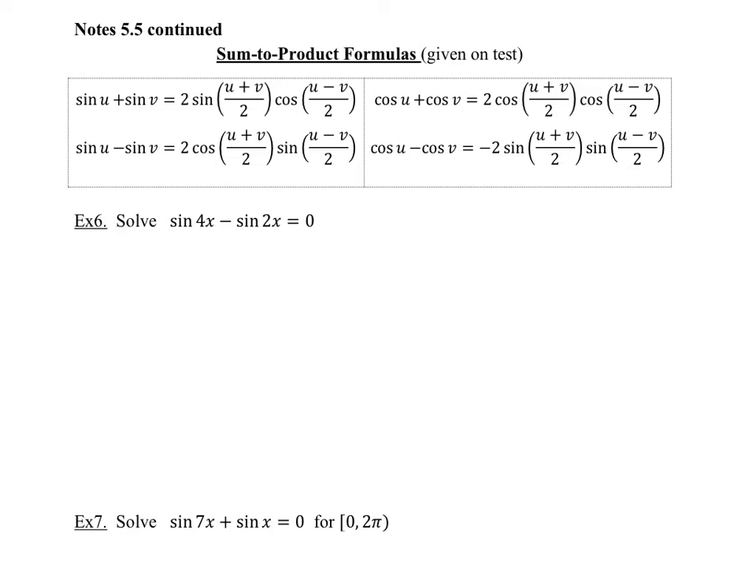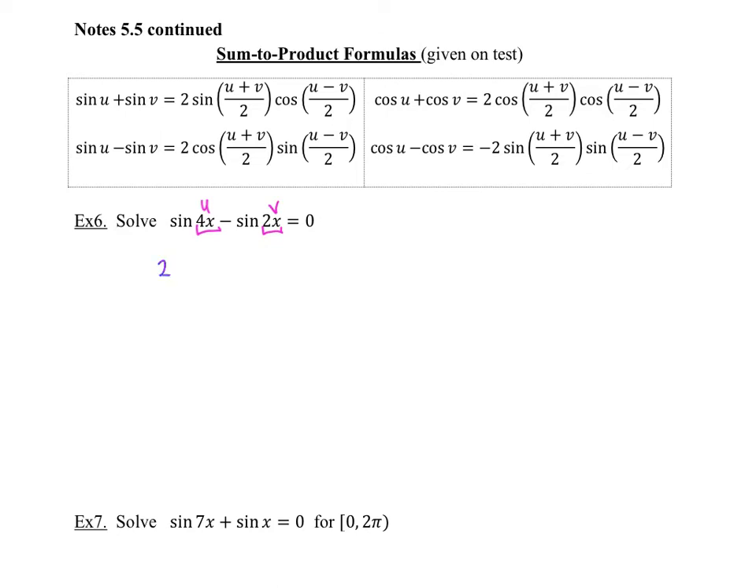I'm going to use these formulas to solve this, although you could use the double angle formulas in this particular case. First of all, I'm going to think about this as u, and this as v, and then I'm going to match it up to the formula up here that matches that format. That's going to match up to this one, the sine of u minus the sine of v, and the u is 4x and the v is 2x. I'm going to just plug it in the formula as it's written.